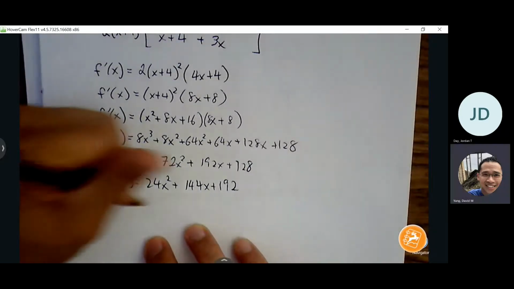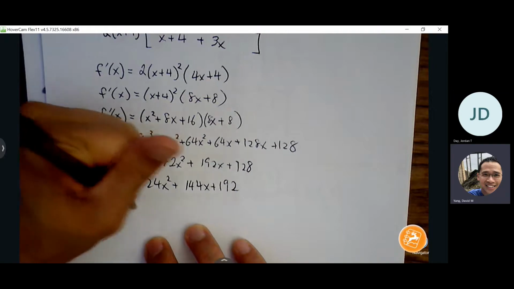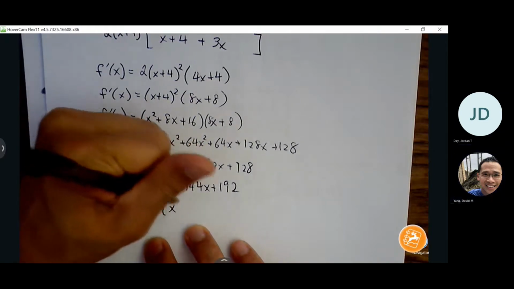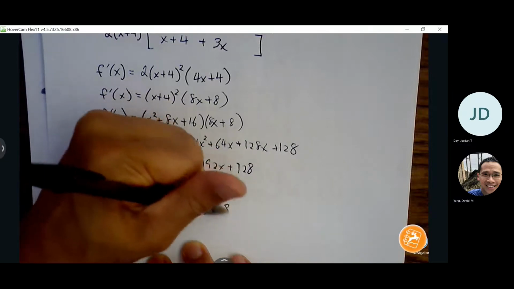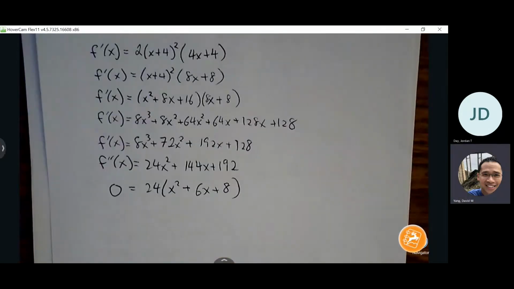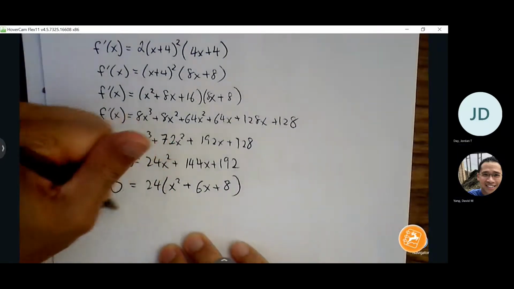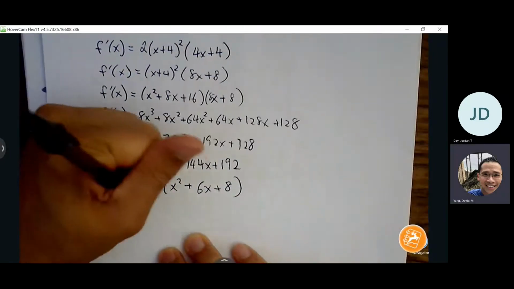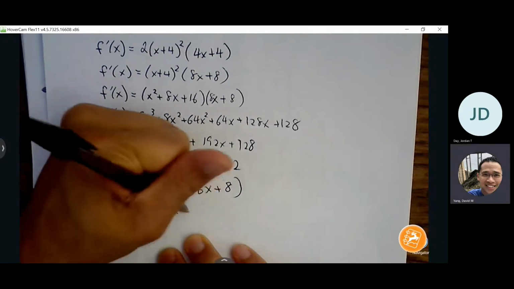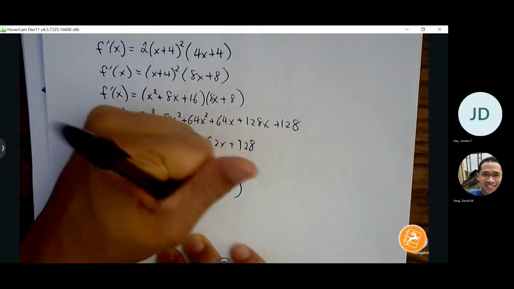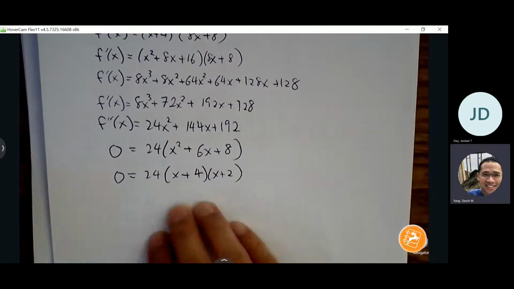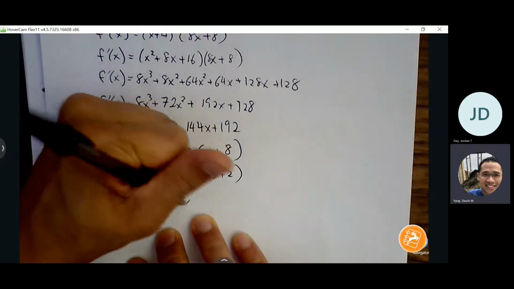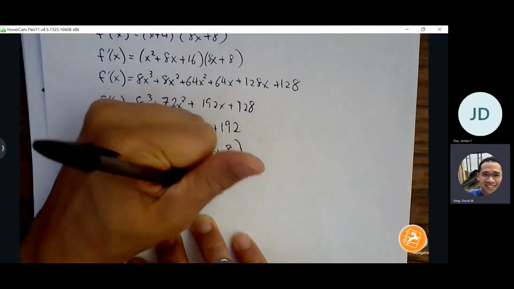Okay, 24 can come out of everything here. I set it equal to 0. So for x, we get x equals -2 and x equals -4.